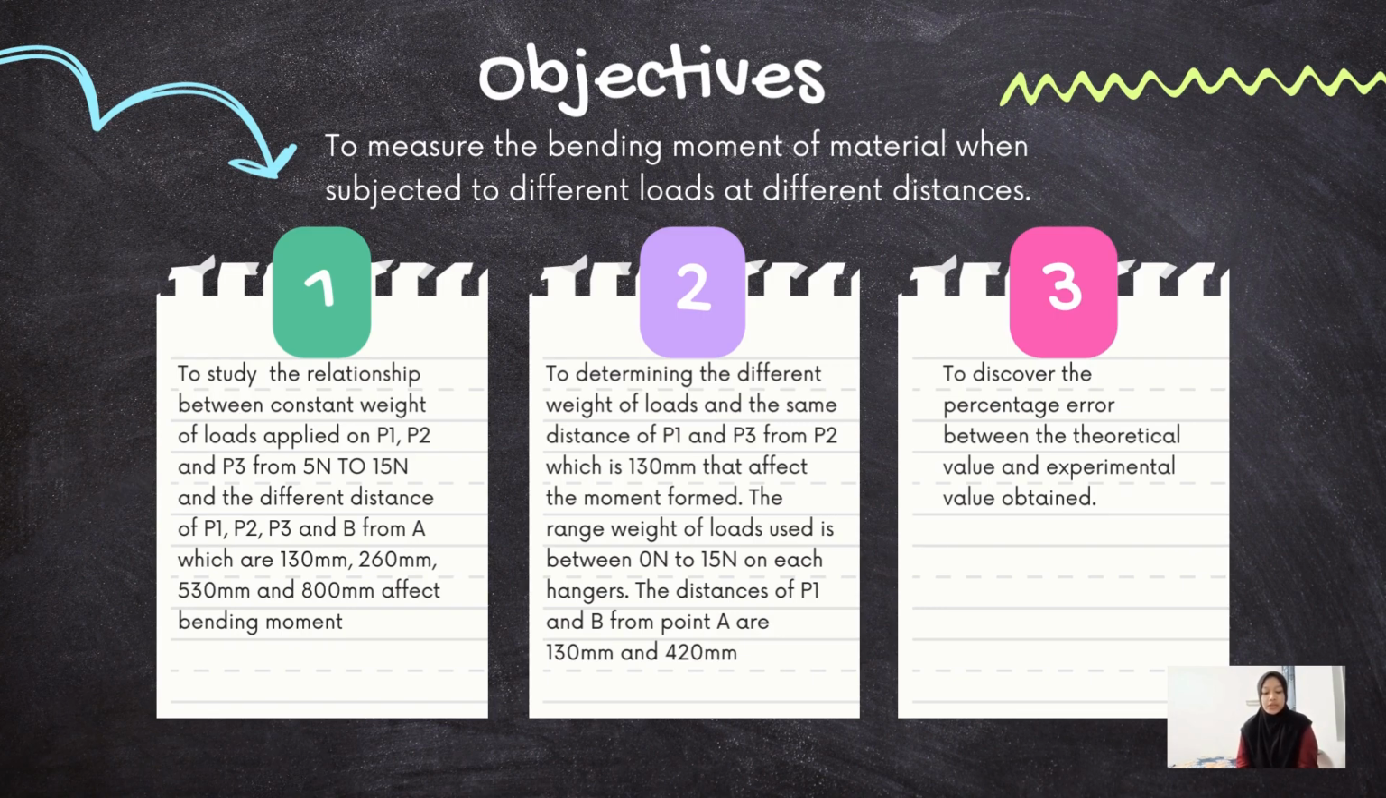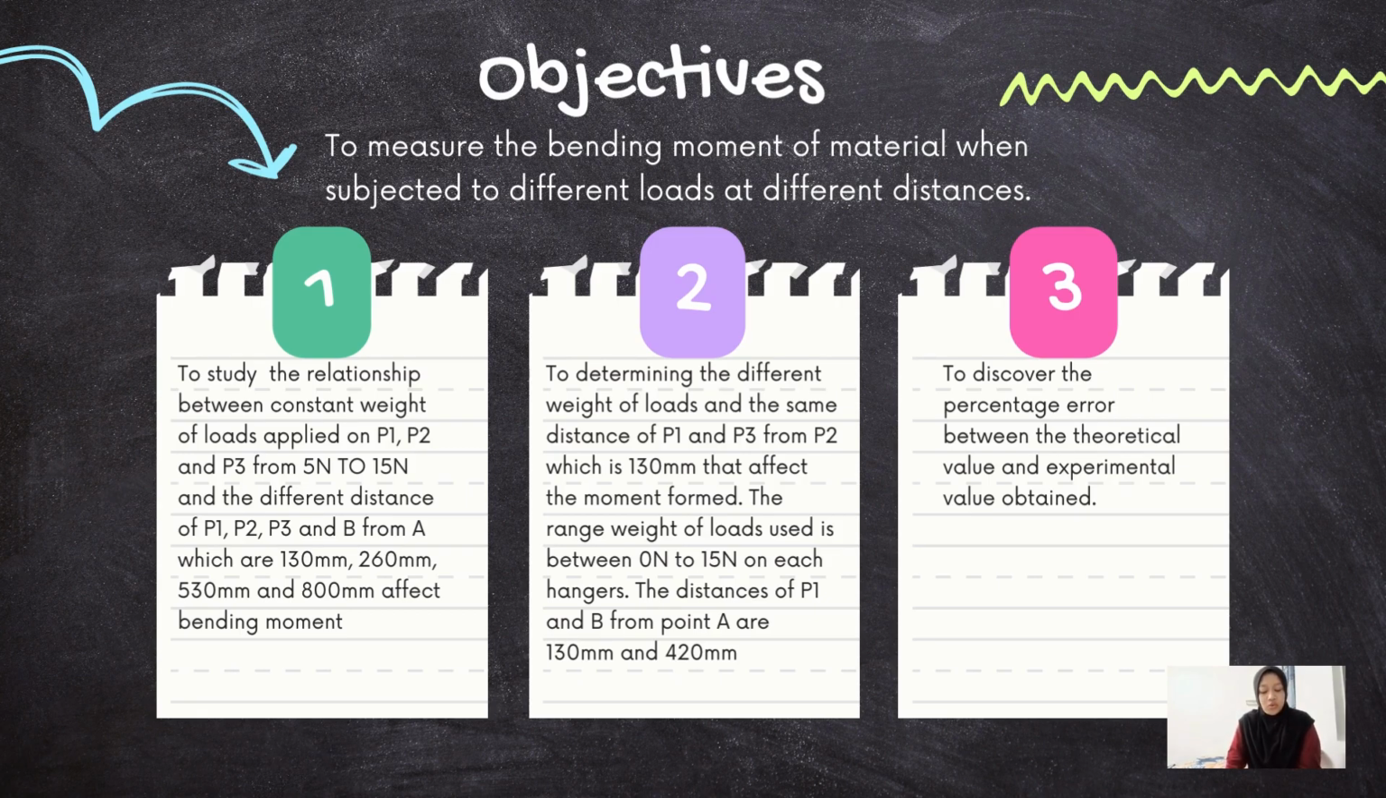Scope 2 is determining the different weight of loads and the same distance of P1 and P3 from P2, which is 130 mm, that affect the moment. The range of weight of loads used is between 0 Newton to 50 Newton on each hanger. The distance of P1 and B from point A are 130 mm and 420 mm.